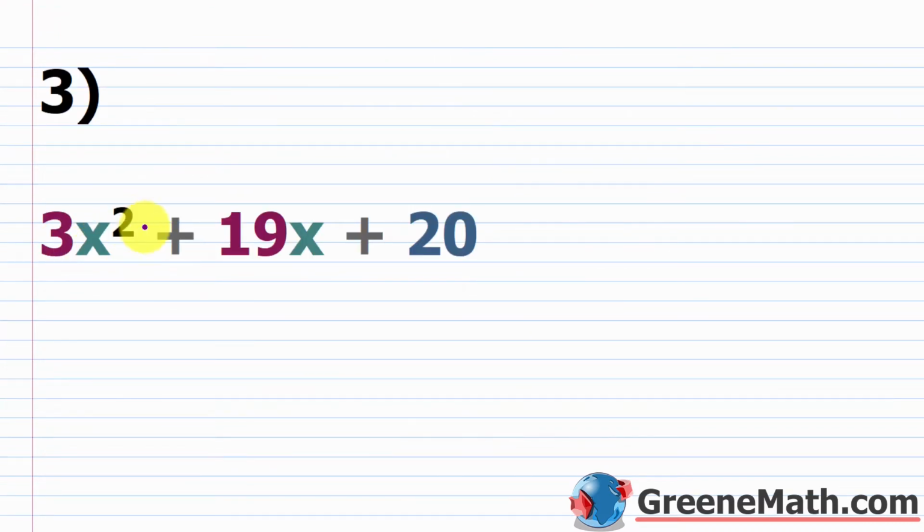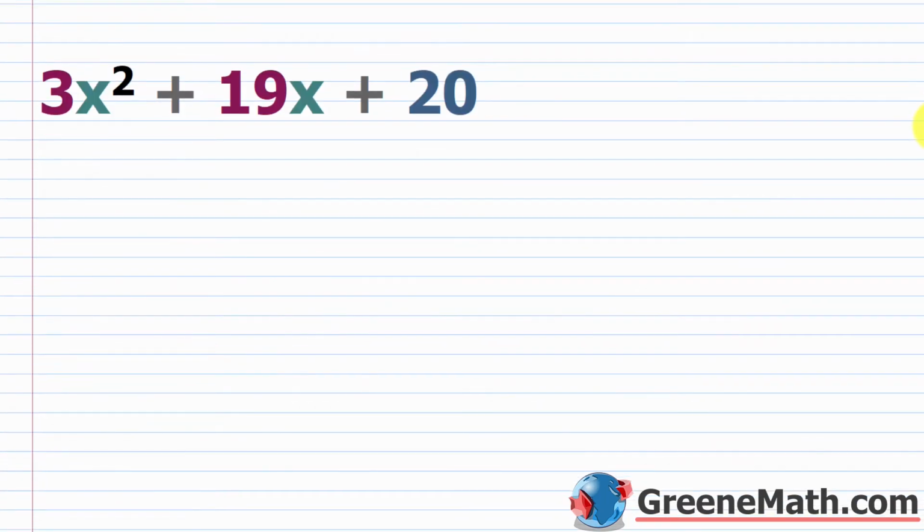So we have 3x squared plus 19x plus 20. Okay, so let me scroll down just a little bit. Is there anything I can pull out? No. This is 3. And then if you look at 20, 20 is going to be 2 times 2 times 5. So nothing in terms of a GCF that we can pull out. The GCF here is just 1.